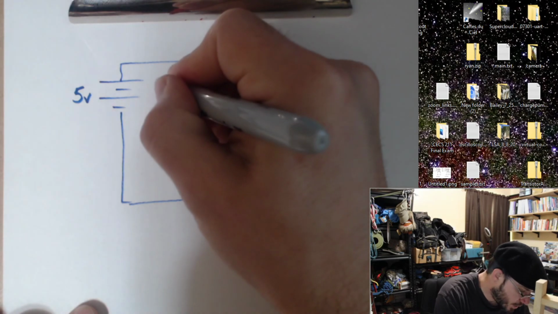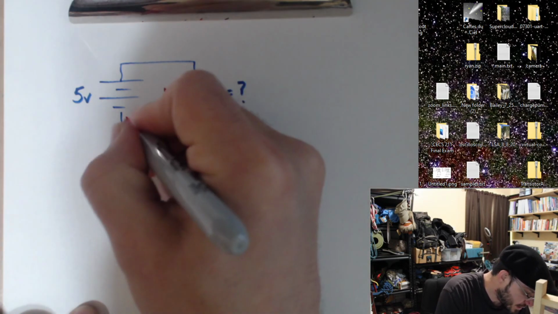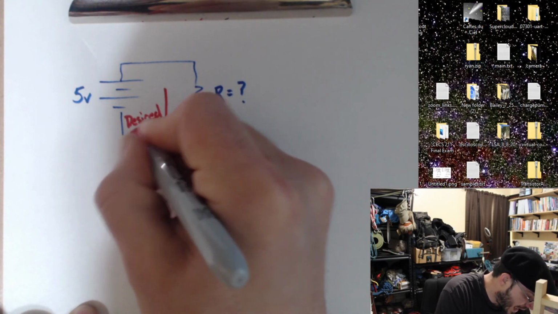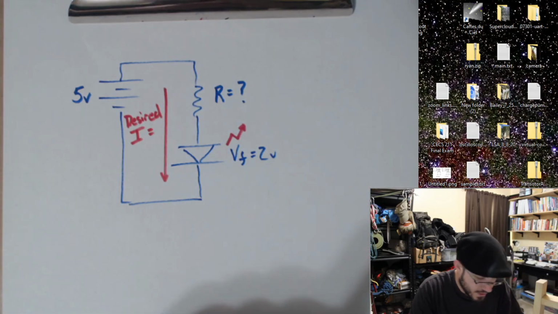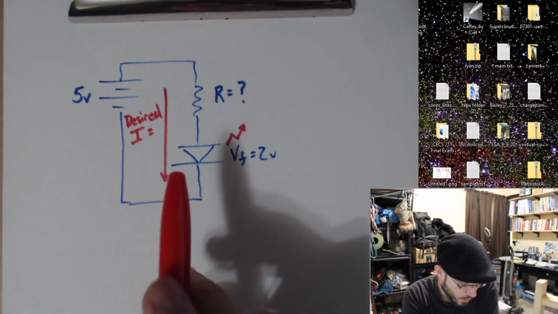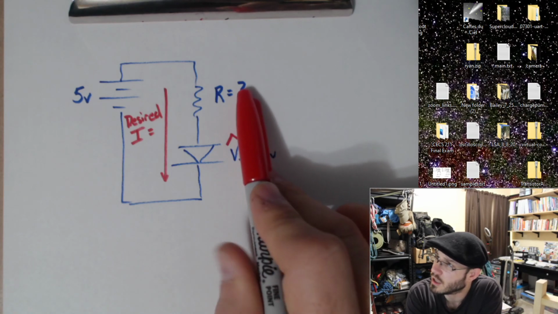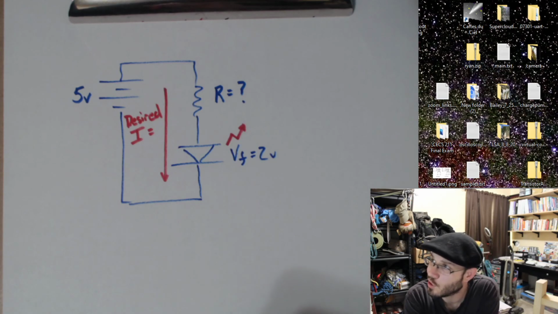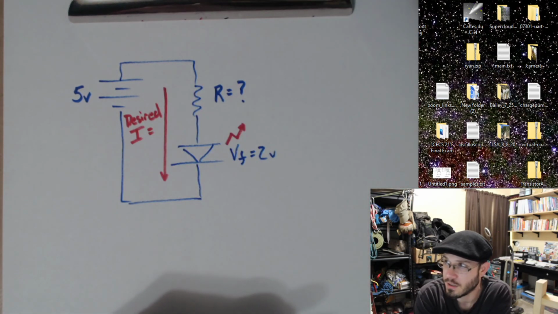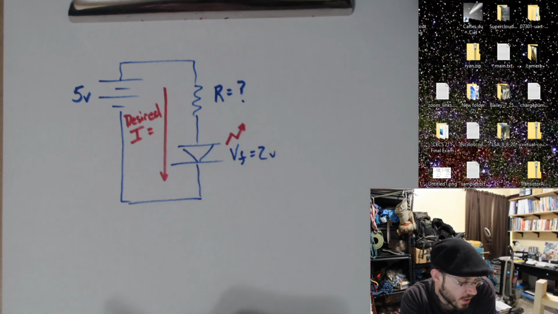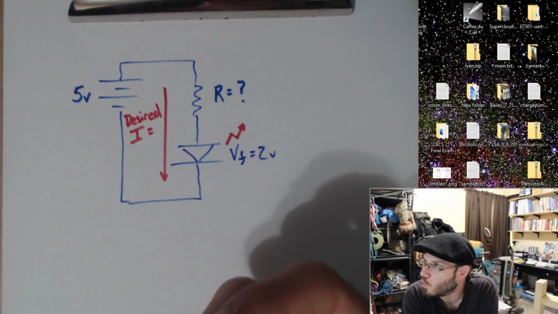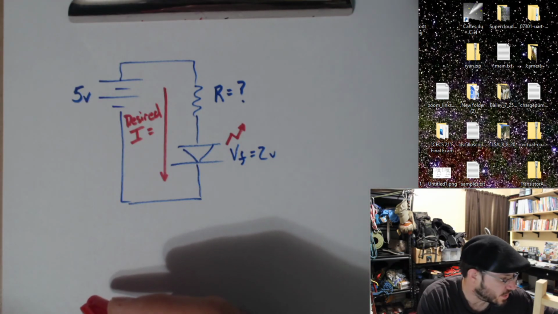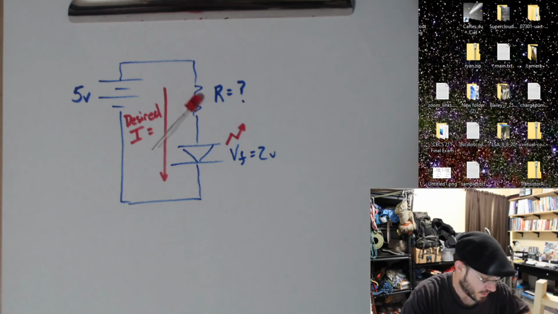In fact, I will go ahead and call this desired I equals something. Okay? So we need to either pick a resistor and then calculate the current going through it, or set what desired current we want and then pick a resistor to match that. So let's come up with a rule of thumb for general purpose indication LEDs, just like the one I fried on my desk.